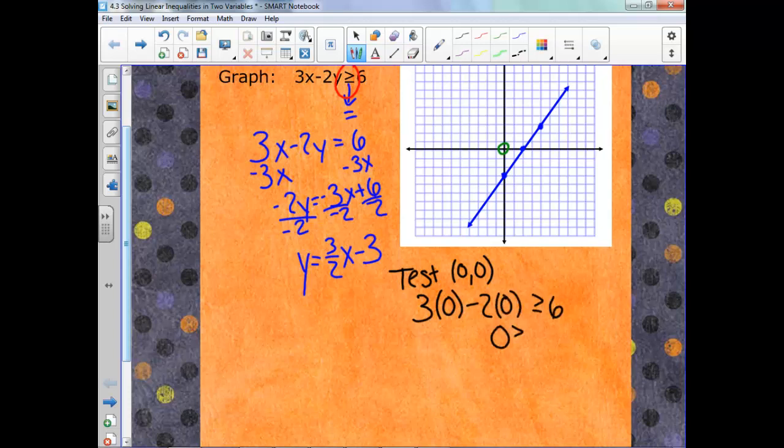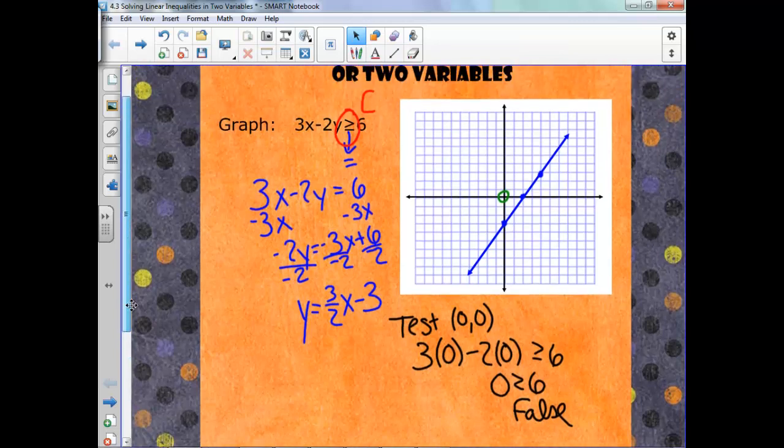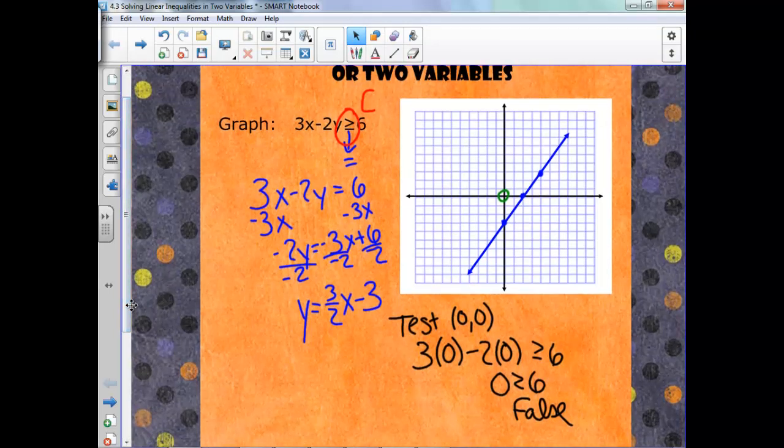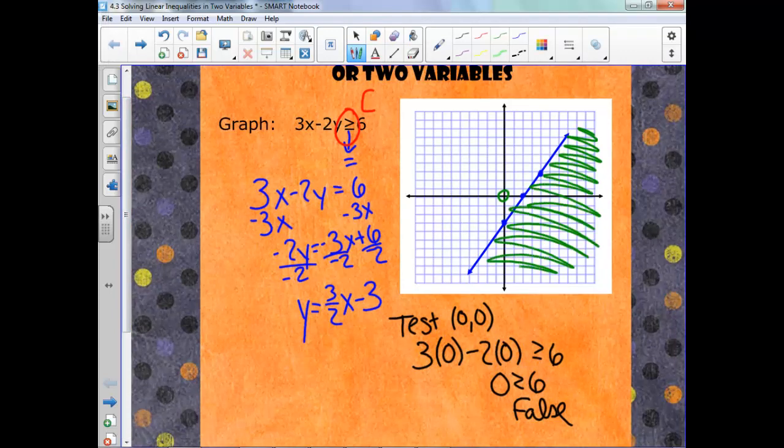Well, this will be 0 is greater than or equal to 6. Notice that this is a false statement. That means everything on that side of the line would make it false. So we need to shade the other side of the line, because these are the points that would make the statement true.